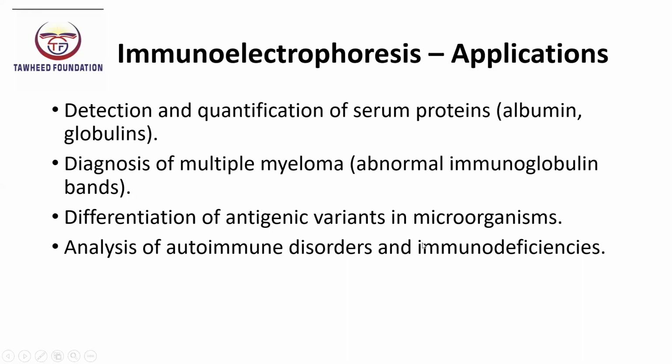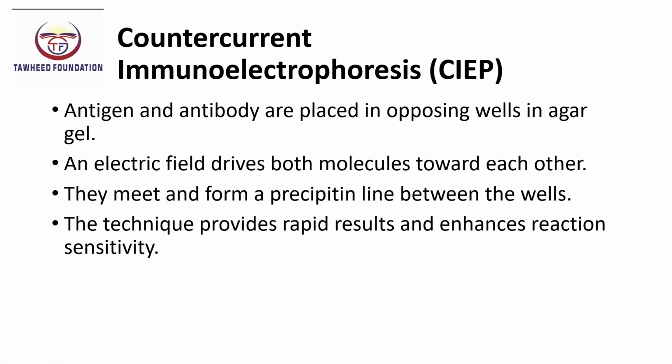Identifying closely related species or strains based on antigenic profiles. Furthermore, it is applied in the analysis of autoimmune disorders and immunodeficiencies, where changes in immunoglobulin levels or absence of specific protein arcs can be clearly visualized. Overall, immunoelectrophoresis provides a visual fingerprint of the body's serum proteins, essential for disease diagnosis and immunological research.